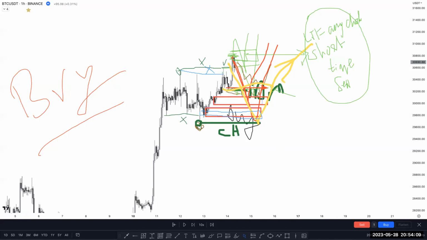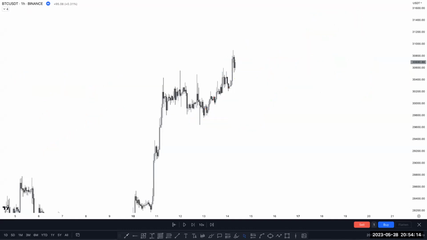Okay, let's delete this one first of all. First of all, you have to mark the structure. You can see this is our previous higher high is here. Let me mark this. Higher high and higher low. And this is our higher high.